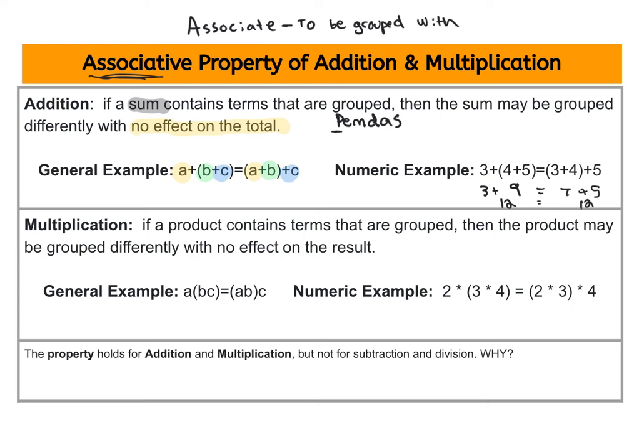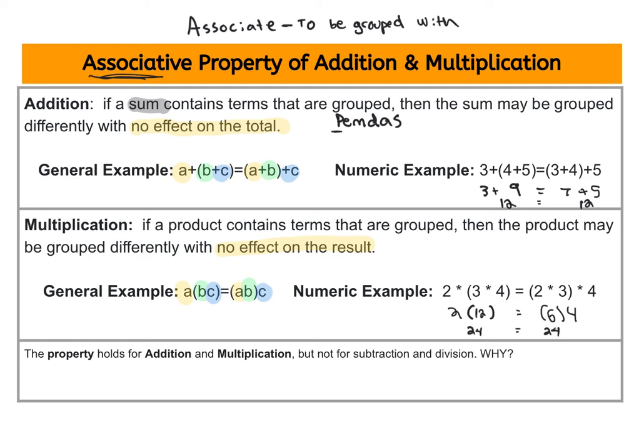Now this also works for multiplication. It says if a product contains terms that are grouped, then the product may be grouped differently with, once again, no effect. So once again, we can have these numbers A, B, and C and say that we can multiply A by (B times C) or multiply (A times B) times C. And this will give us the same numbers. So let's try this out with 2, 3, and 4. And indeed, 2 times 12 is equal to 6 times 4 because they both equal 24.